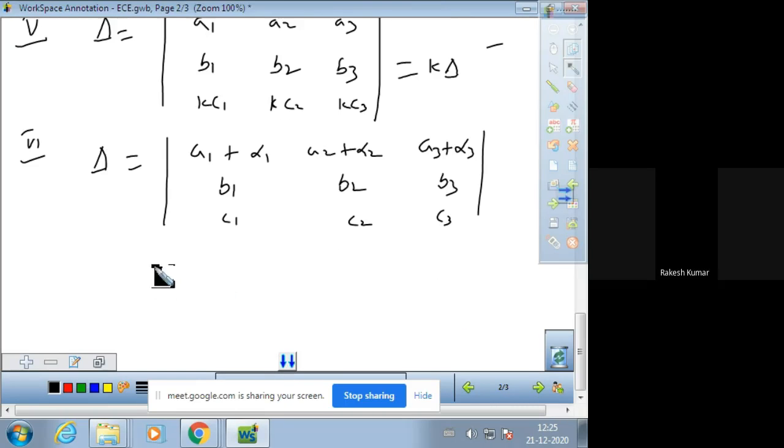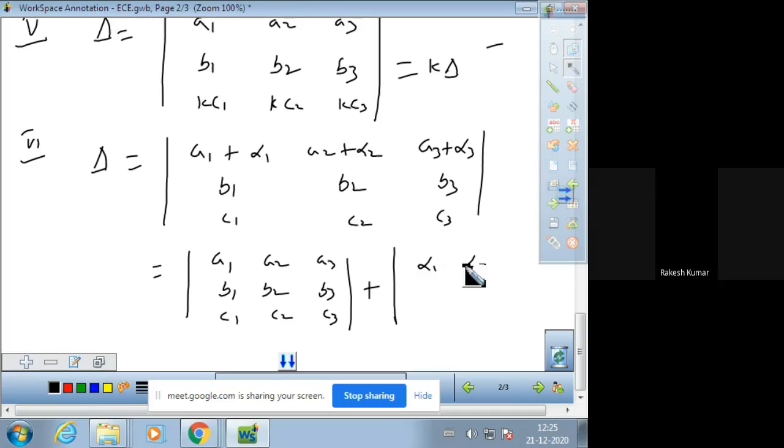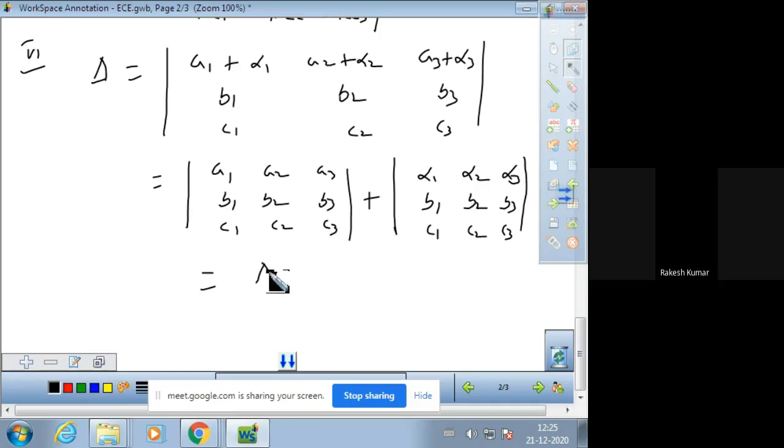So it can be written like this: A1, A2, A3, B1, B2, B3, C1, C2, C3, plus alpha 1, alpha 2, alpha 3, B1, B2, B3, C1, C2, C3. So that will be the sum of the determinants. The determinant is delta 1 and its determinant is delta 2. So this means we can separate these terms, make a second determinant, and find the overall determinant. So this is another important property.